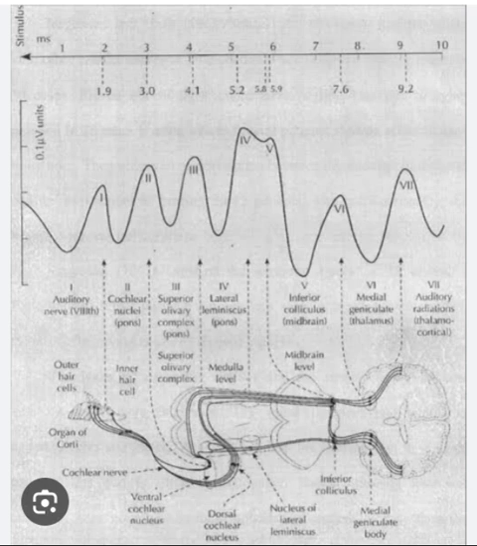Wave IV. Following wave 3, wave IV is a negative deflection representing the activation of the LL, a pathway involved in relaying auditory information from the brainstem to higher auditory centers. The summation of postsynaptic potentials in the LL neurons generates wave IV. It typically appears around 4 to 6 milliseconds after the stimulus onset.